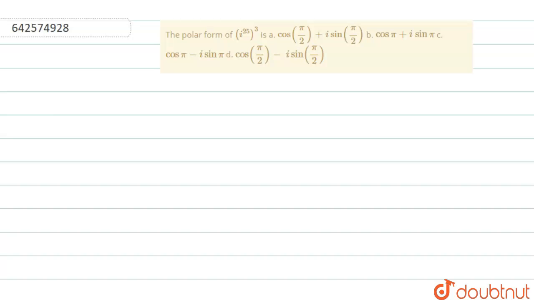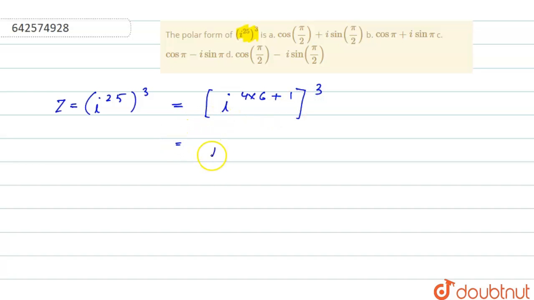Hello students. So the question is, you have to find the polar form of i to the power 25 to the power 3. So the complex number given is z equals i to the power 25 to the whole power 3. Now we will simplify this. This will become i to the power, we can write this as 4 into 6 plus 1. 6 times 4 is 24 plus 1, it is 25, to the whole power 3.